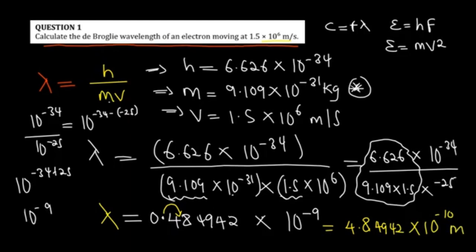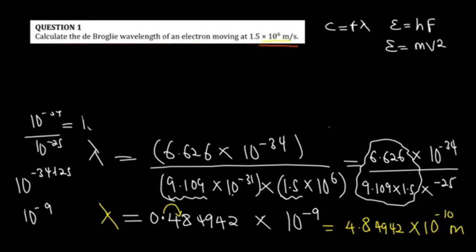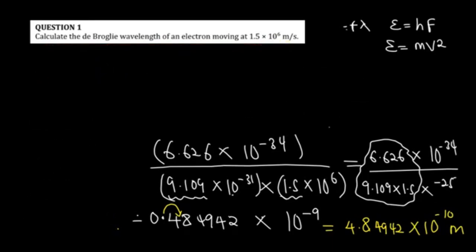Okay, so that is the wavelength, and then sometimes they can ask you to convert this wavelength into nanometers. Okay, in fact most of the times. So in topic 1 under units, we learned how to convert this. So I'm going to say my wavelength, which is 4.84942 times 10 to the power minus 10 m, I can convert this into nanometers.